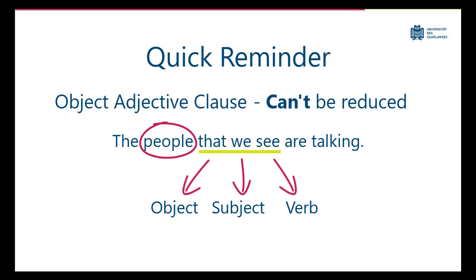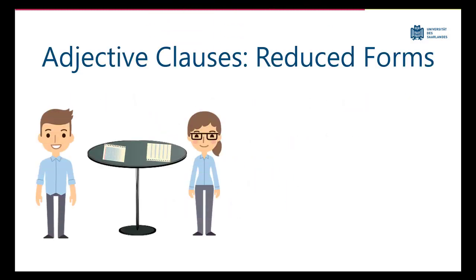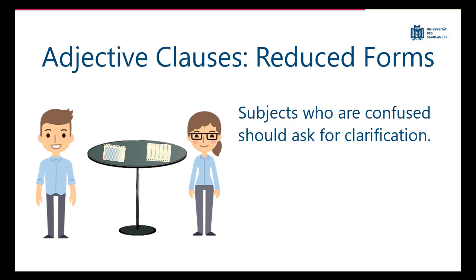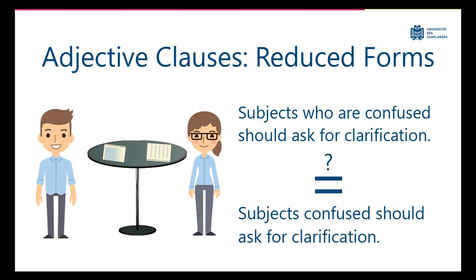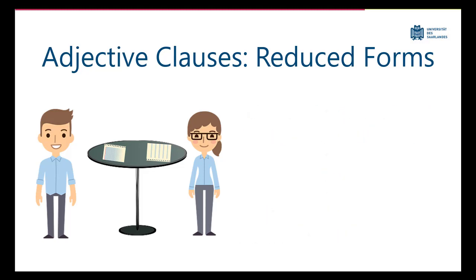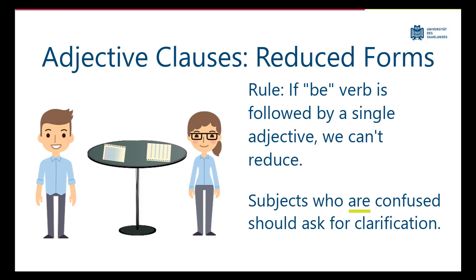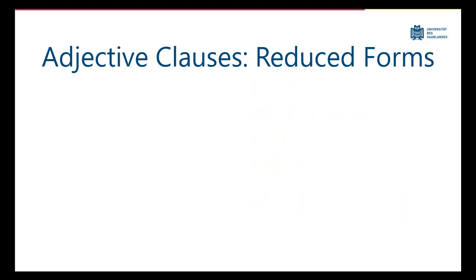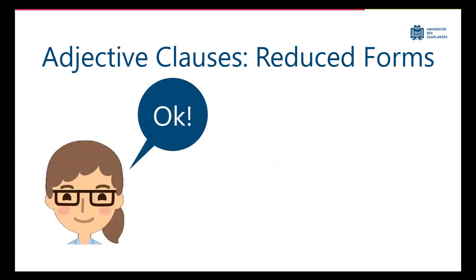Alright, back to the writing center. "I see," Linda says. "That seems easy enough. So, if I have the sentence, subjects who are confused should ask for clarification, I can say, subjects confused should ask for clarification?" John quickly shakes his head. "That's actually one of the exceptions," he says. "If the be verb is followed by a single adjective, reducing the clause won't work, so we can't reduce that example." "Okay," Linda says, getting the hang of things.